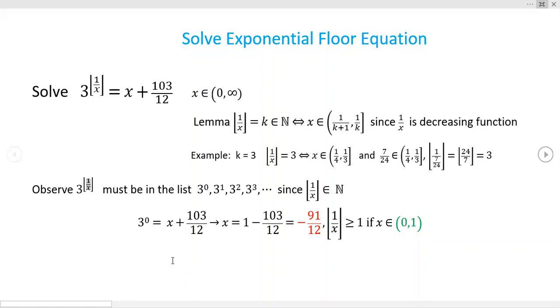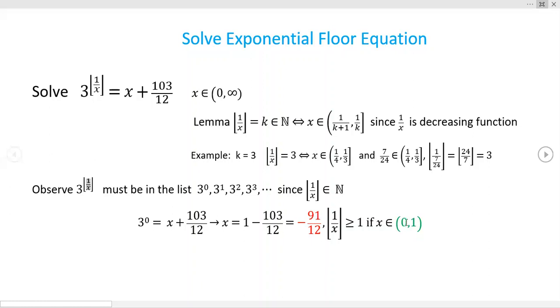And that's exactly what I did right here. If you notice the pattern here, 3 to the 0 is 1. 3 raised to the 0 power is the 1 that you see right here. I'm just solving this, and notice when we actually do that, we get minus 91 over 12. Well, that certainly can't be a number between 0 and 1, right? So minus 91 over 12 is not a solution.